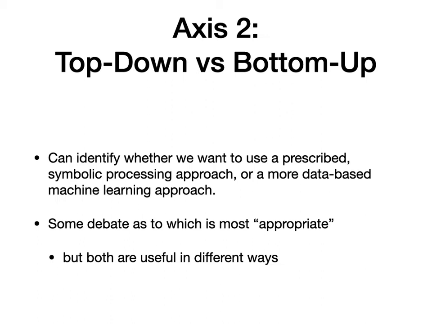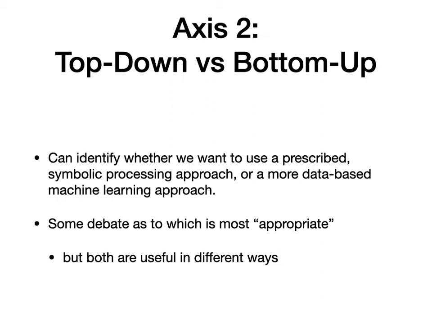So we can identify whether we want to use these prescribed symbolic processing approaches or more data-based machine learning approaches. There's some debate as to which one is most appropriate, but they're both useful in different ways. So that, I hope, helps to frame the space, at least, right? We have axis 1 determining what are we actually trying to do, and axis 2 determining, broadly speaking, what is the way that we are doing it? So, okay.